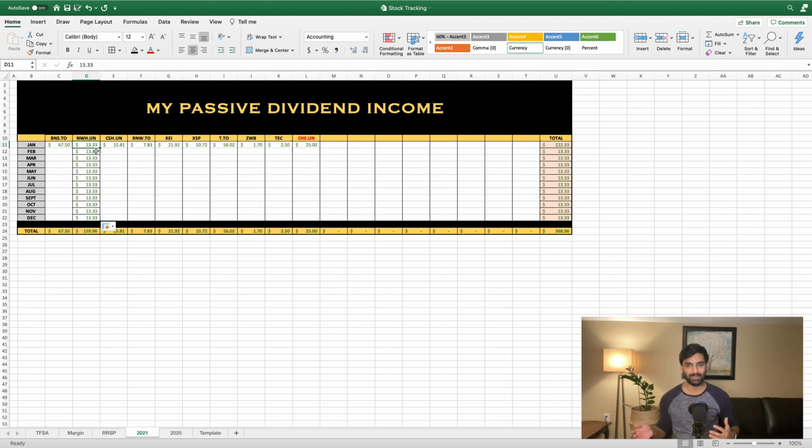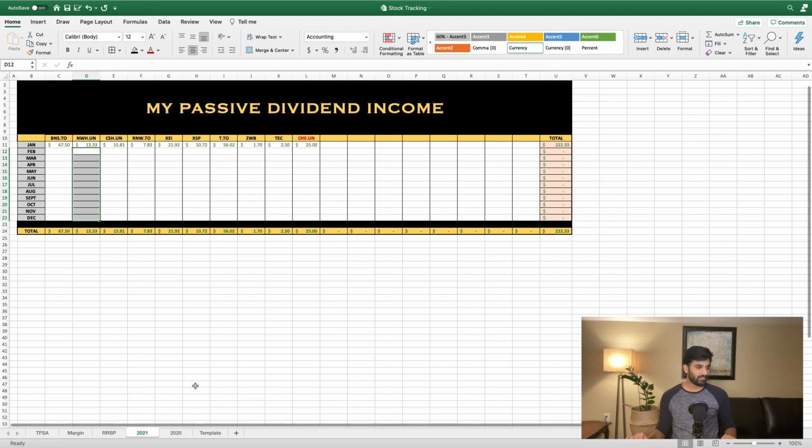So I actually did end up adding more shares, so I do expect this dividend payment to go slightly up. But it's nice to know that with the monthly dividends, I'm getting a payment every single month. And so I should be expecting a minimum of $13.33 every single month. So it's a really neat way to project what you would be making annually and also keep you on track for your own investment goals.